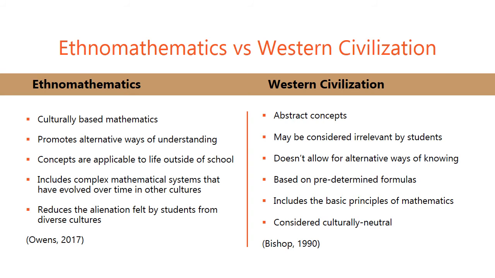Ethnomathematics includes complex mathematical systems that have evolved over time in other cultures. Mathematics today is based on predetermined formulas, whereas with ethnomathematics, the goal is to reduce the alienation felt by students from diverse cultures. Western mathematics and mathematics taught today, again, is based on predetermined formulas, includes the basic principles of mathematics, and is considered culturally neutral.